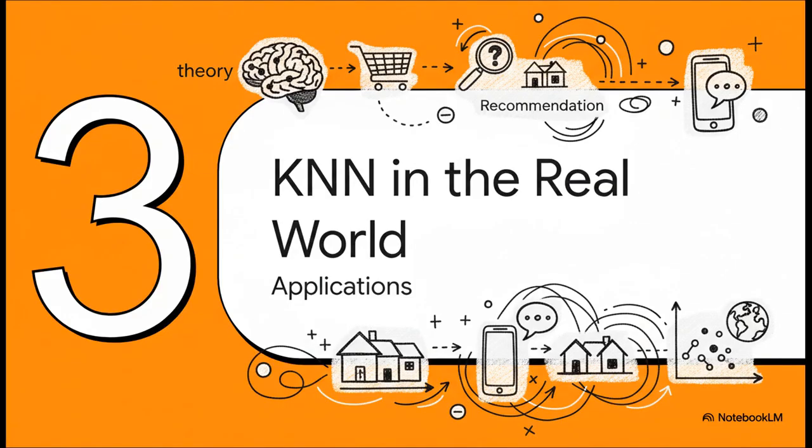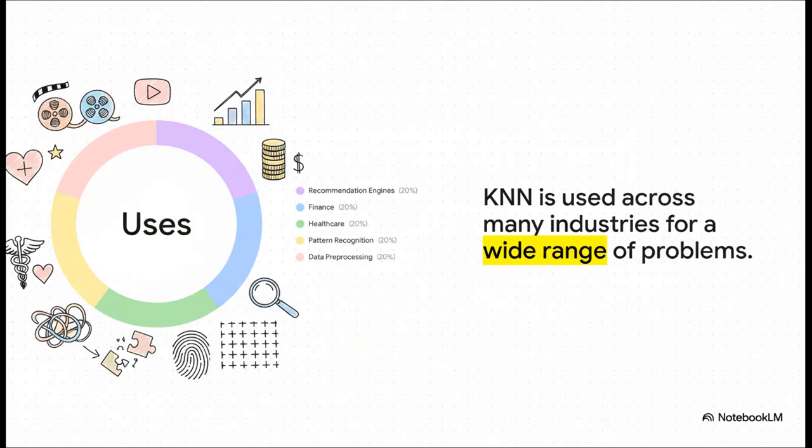All right, so the theory makes sense, but where is this simple little algorithm actually being used? You might be surprised at just how common it is. I mean, it is pretty much everywhere, from the movies that streaming services recommend to you, to really important stuff in finance and healthcare.